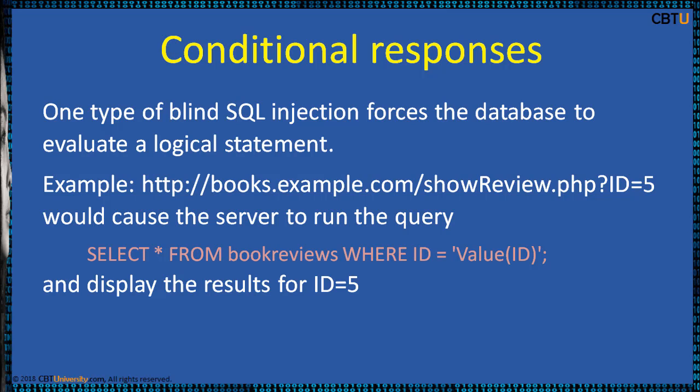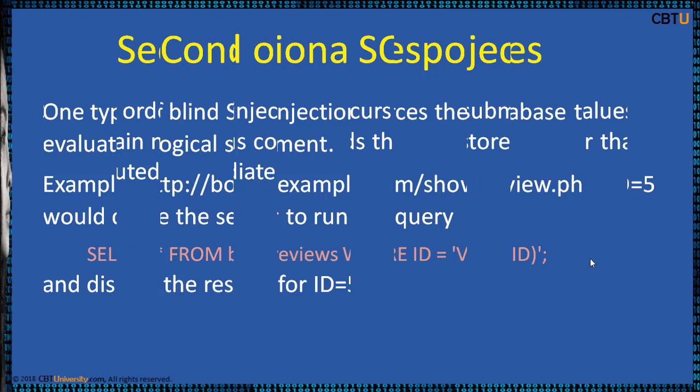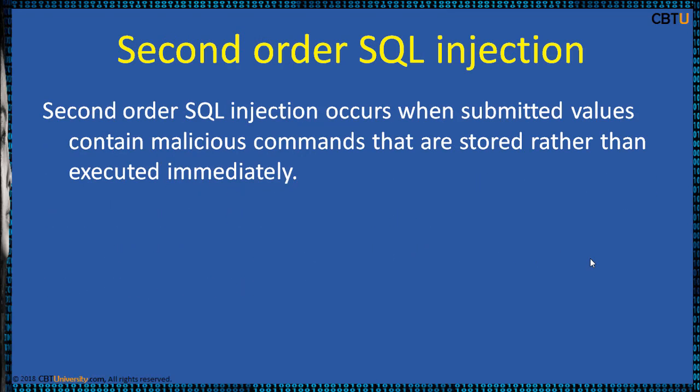Conditional responses. This is one type of blind SQL injection which forces the database to evaluate a logical statement. As an example, a book review website uses a query string to determine which book review to display. This would cause the server to run the query select star from book reviews where ID is the ID parameter variable. The next one is second-order SQL injection. This occurs when submitted values contain malicious commands that are stored rather than executed immediately.